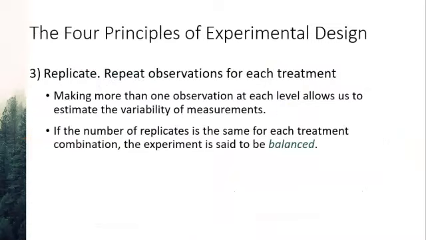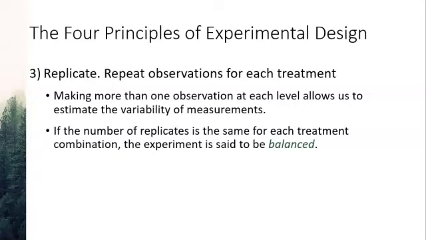Principle number 3 is to replicate. You shouldn't just do the experiment once for each group. So for our lighting example, we should not have one person working under each lighting condition. You need more than one observation at each level. For the lighting example, we have 20 people in each group. So that's known as replication. We have more than one person in each group. If the number of replicants is the same for each treatment group, then it's called balanced.